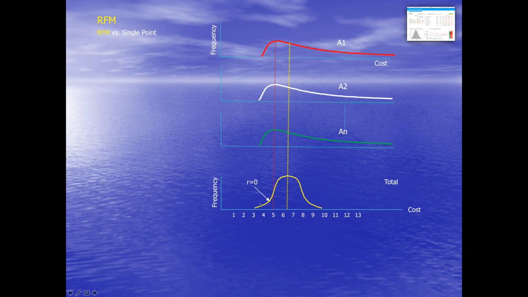So this is it. r is equal to 0, n is a large number of activities, and the result is a bell-shaped curve.